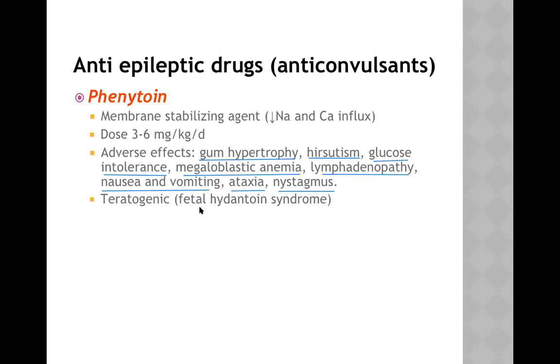Phenytoin can cause fetal hydantoin syndrome if a pregnant lady takes it. So it is a teratogenic drug. It is called fetal hydantoin syndrome. There's a lot of congenital malformation which occurs in this condition. Phenytoin, this is an important drug.